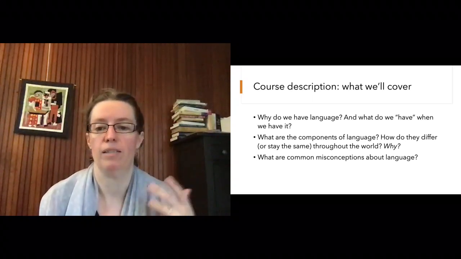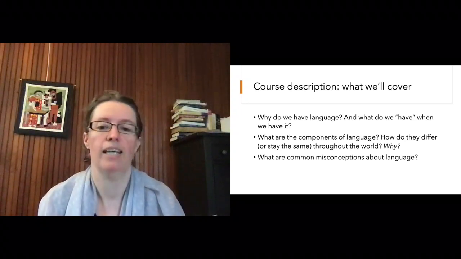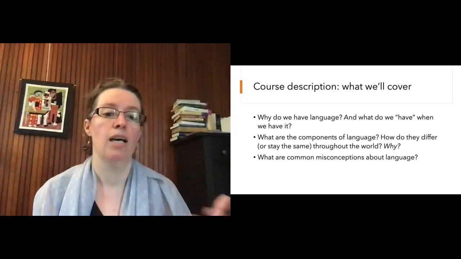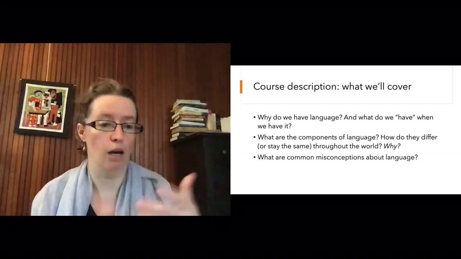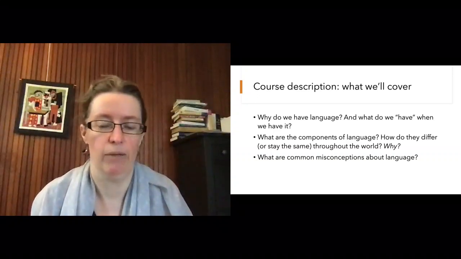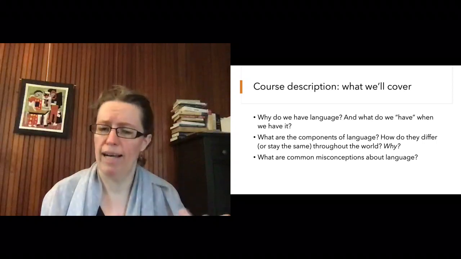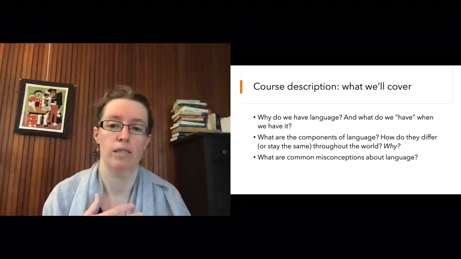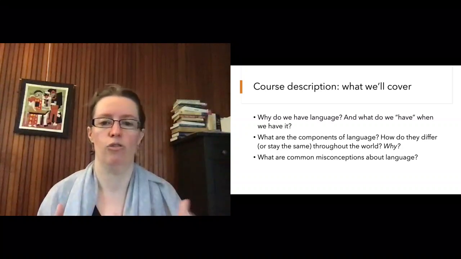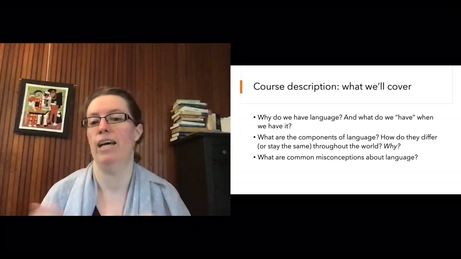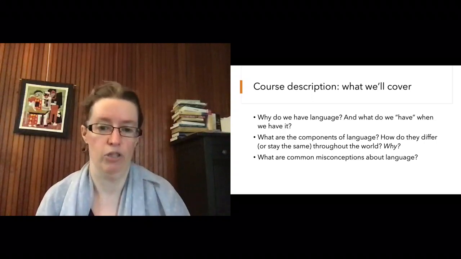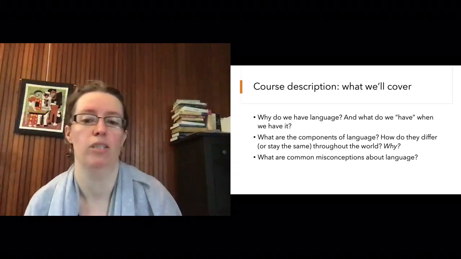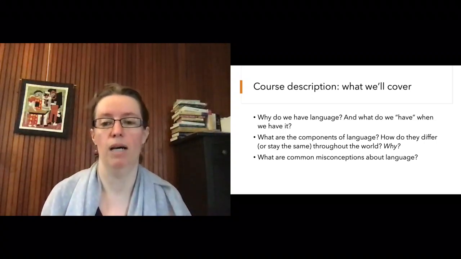So one thing that makes language really interesting is that there are 7,000 or so languages in the world, and they differ a lot from place to place, region to region, language to language. But at the same time, they're surprisingly similar. So we'll be looking at that linguistic diversity and linguistic similarity, and how that relates to our brains and our societies and language use. And finally, we'll be thinking about common misperceptions and misconceptions about language throughout the semester.